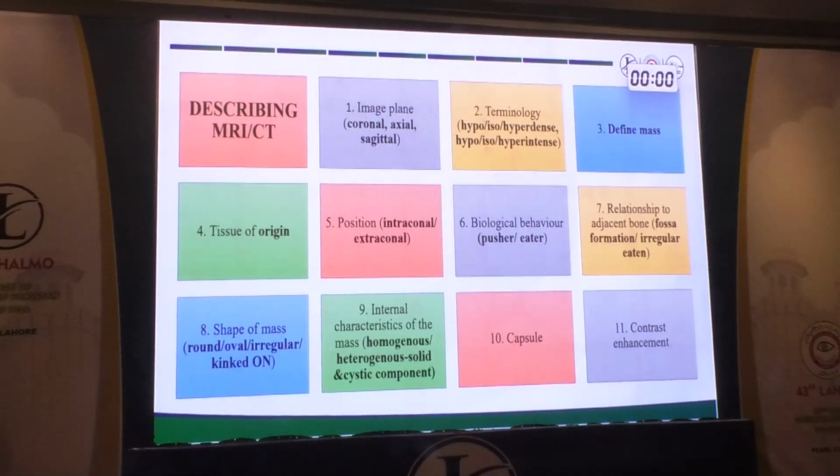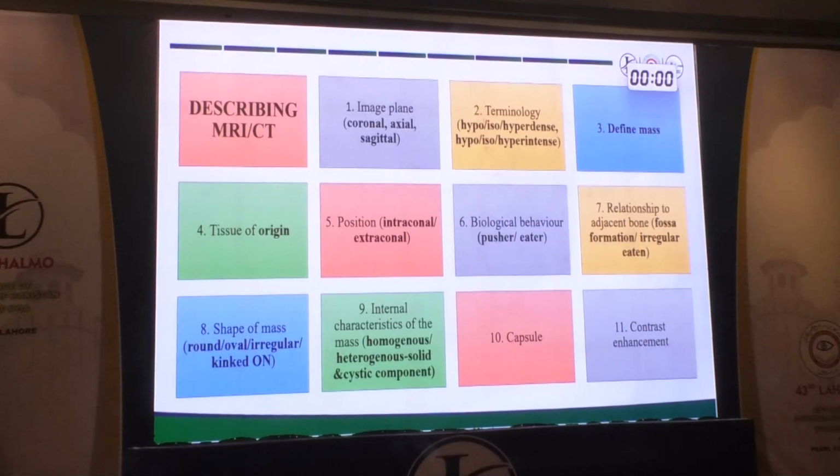Now the last two slides. When we are describing a CT scan or MRI, first describe the image plane: is it coronal, axial, or sagittal. Then the terminology: use hypo, iso, hyperdense, and hypo, iso, hyperintense. Then define the mass, then tissue of origin. Position, whether it is intraconal or extraconal. Biological behavior, whether it is a pusher or an eater. The relationship to adjacent bone.